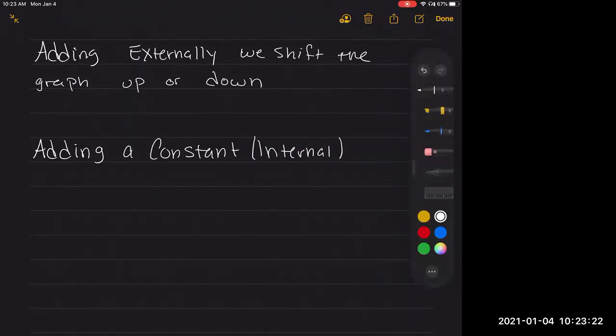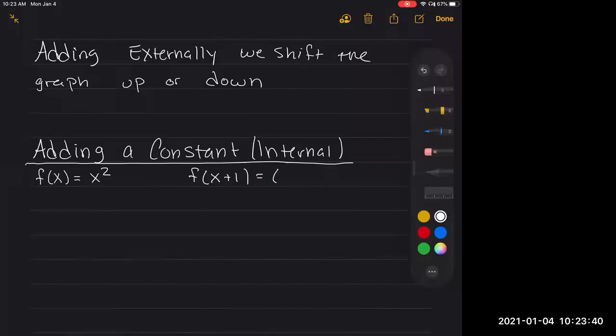Okay, so this means that if we have our function f of x equals x squared, and we want to add 1 internally, it becomes f of x plus 1. So we've added 1 to every x in our function. So then this looks like (x plus 1) squared, which if we FOILed out would become x squared plus 2x plus 1. But we're still probably going to work with it in this form. I just wanted to show y'all what it would look like FOILed.